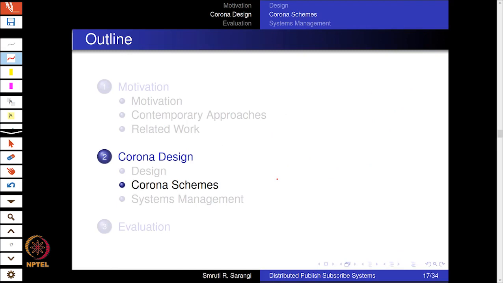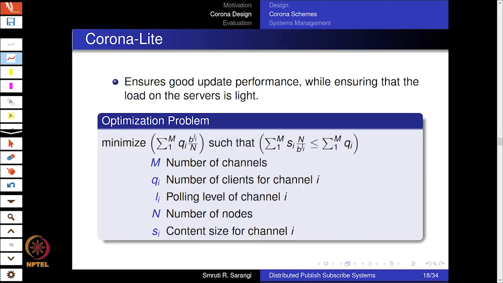So let us now discuss a few of the Corona schemes. The first is Corona Lite, which is also the first scheme that comes to our mind when we think about this problem intuitively. This ensures good update performance while ensuring that the load on the servers is light. So let's first look at the terminology. Let M be the number of channels, and Qi be the number of clients for channel I. So this is important: Q is for the number of clients for channel I.